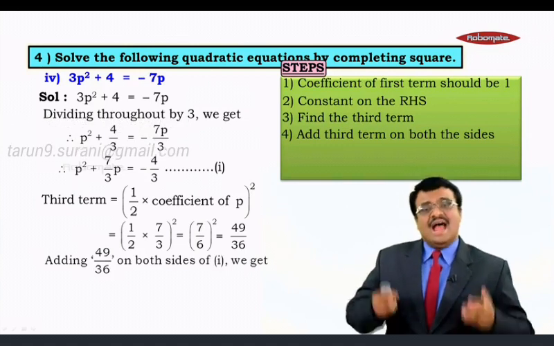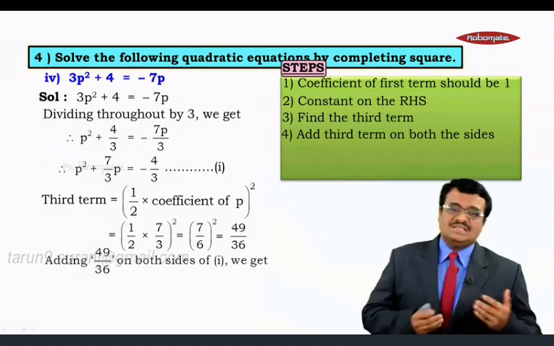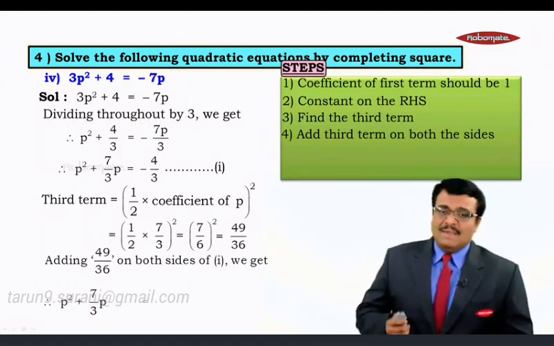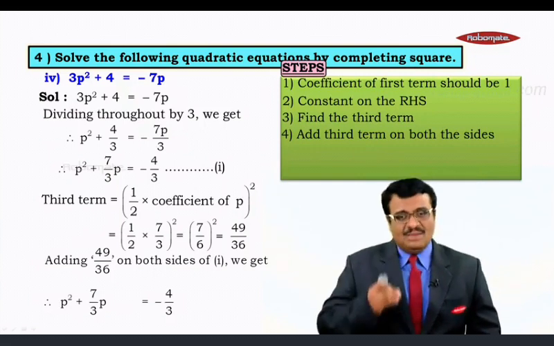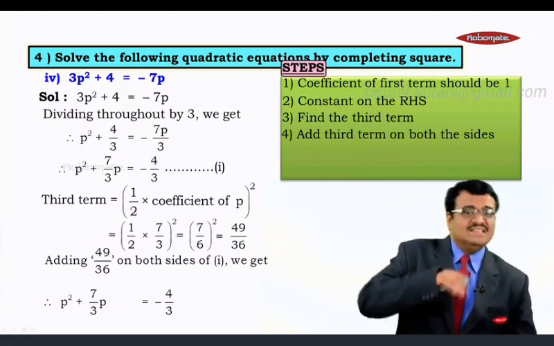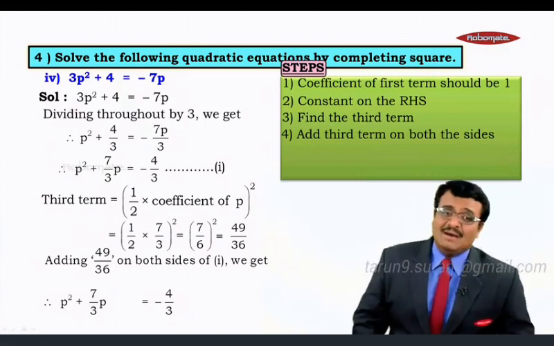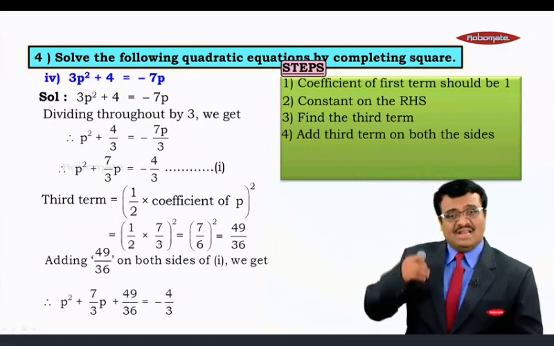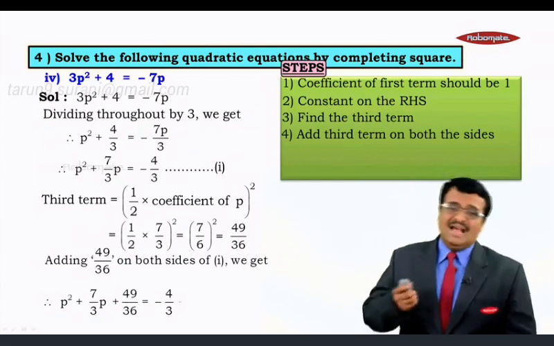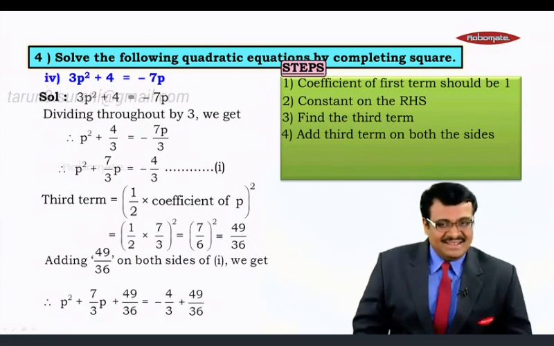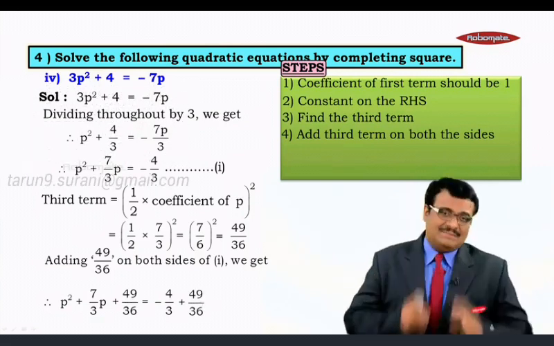So let us do that. Adding 49 upon 36 on both sides of equation 1, we get p square plus 7 upon 3p is equal to minus 4 upon 3. Now on both sides we are going to add 49 upon 36, on the left side as well as on the right side. So 4 steps are done.